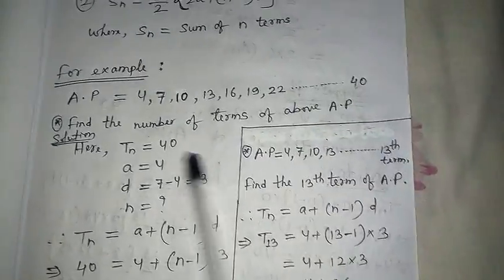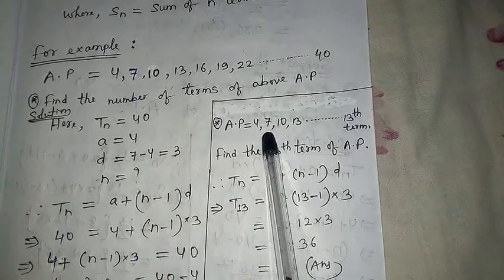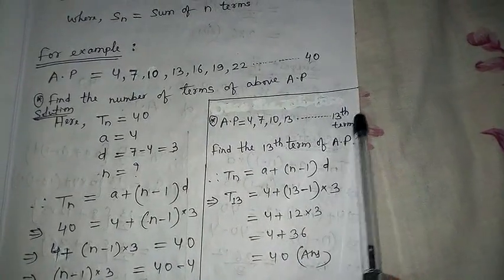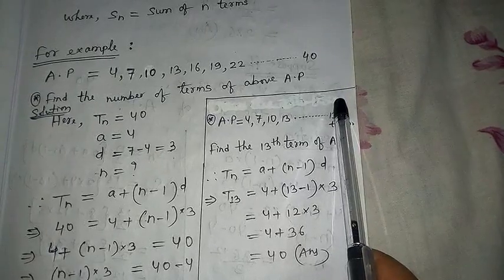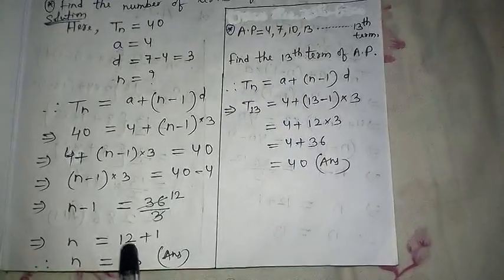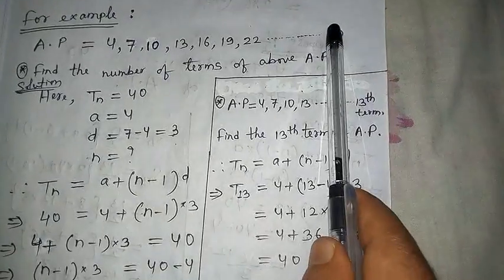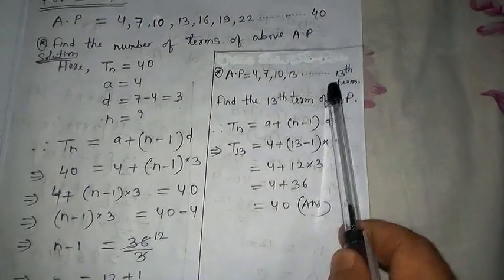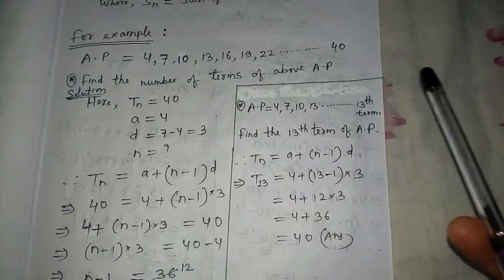Suppose the same question: I write here the AP 4, 7, and I ask for the 13th term. That means, find the 13th term of the AP. We know the 13th term of the AP is 40, but let me explain with the help of the formula. So I made the same question vice versa, interchanged.